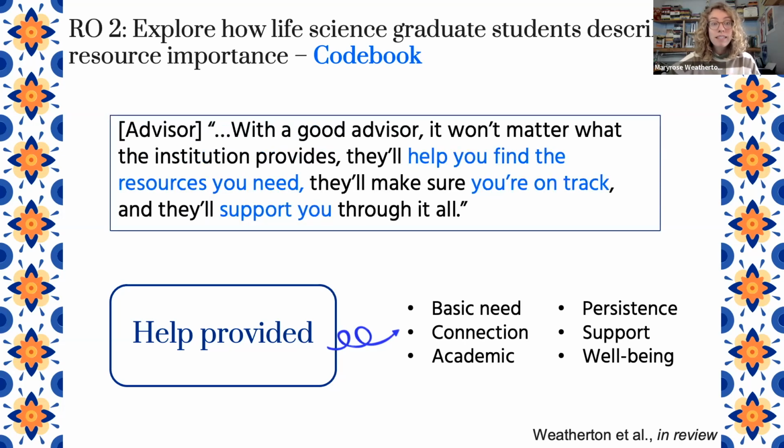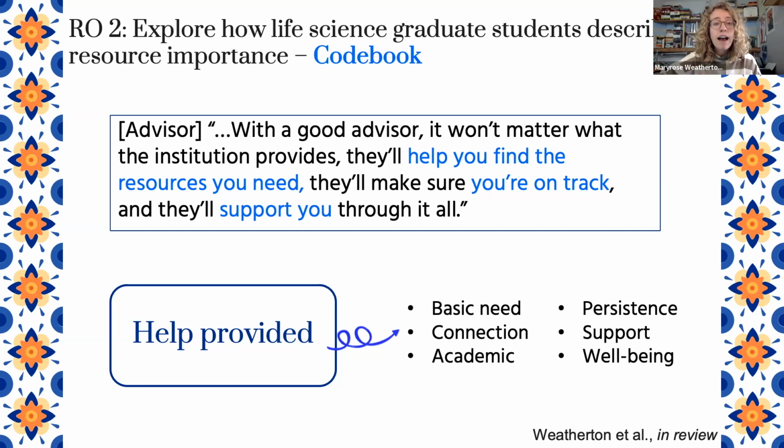Now, many responses, especially under this help provided theme, represented multiple codes, like this response, which says, with a good advisor, it won't matter what the institution provides, they'll help you find the resources you need, they'll make sure you're on track, and they'll support you through it all. So this response covered the connection, persistence, and support codes. So we saw a lot of codes within this help provided theme.